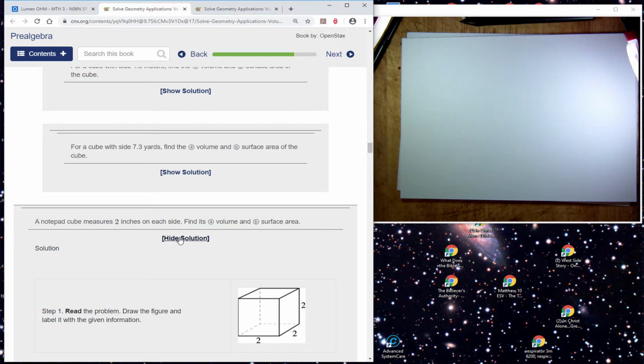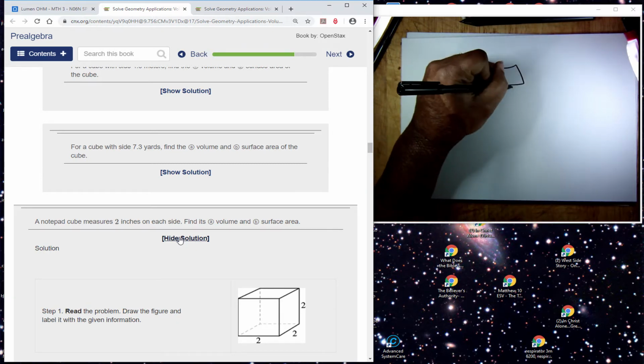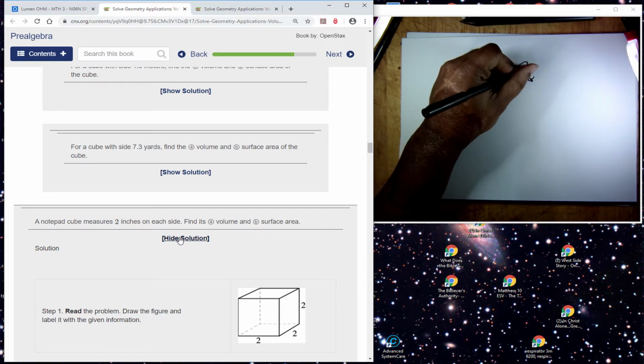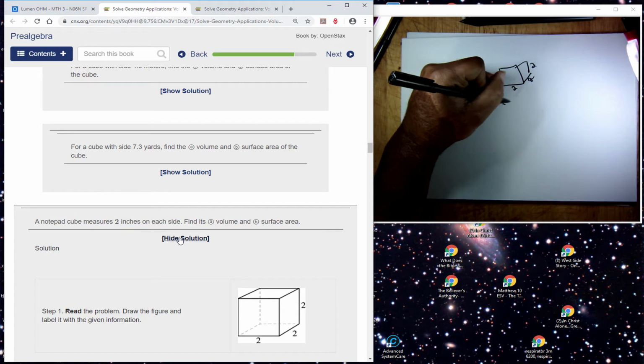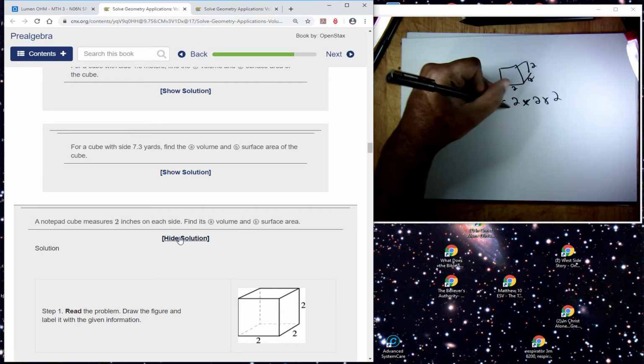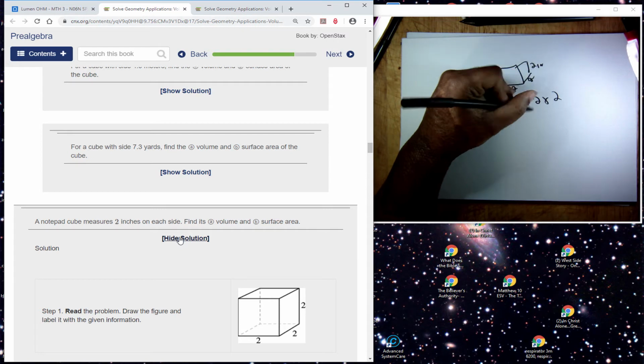So here we have another cube. Find the volume of the cube, where all the lengths are 2. So the volume is simply going to be 2 times 2 times 2, which is 8. And then my units in this case here, inches. So inches cubed, 8 inches cubed.